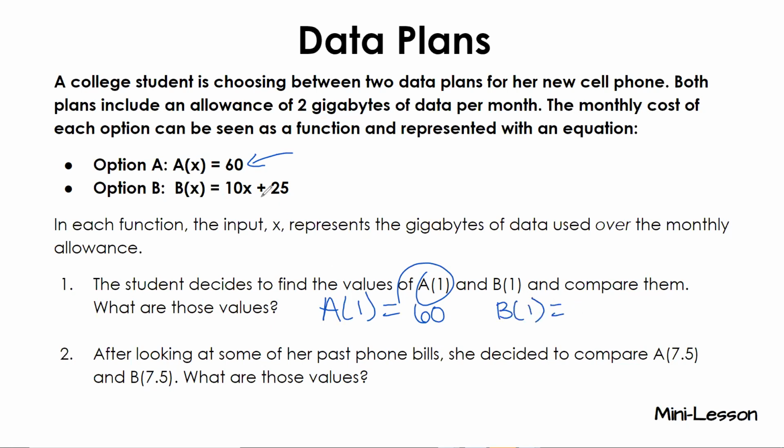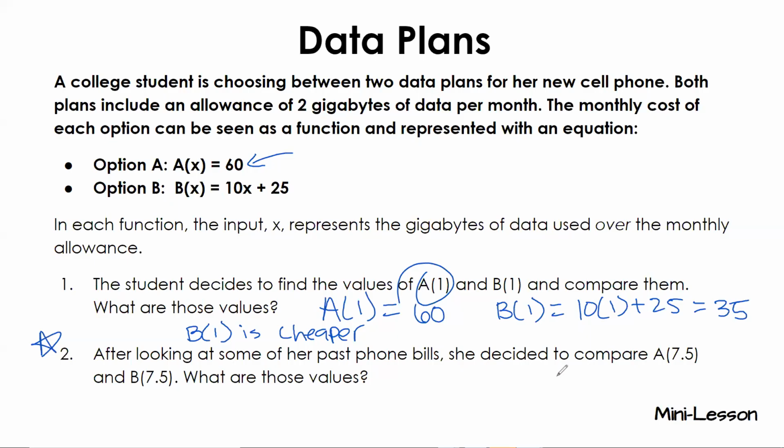B of 1, we're going to plug that in for this X value, right? So we're going to get 10 times 1 plus 25, which will give me 35. So which plan is cheaper? Okay, so B of 1 is cheaper. Can you go ahead and try number 2?